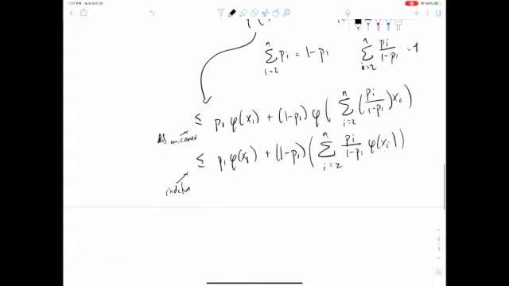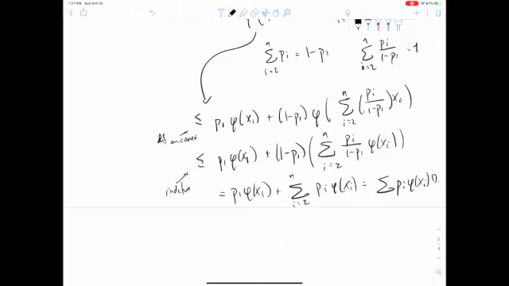Okay, and now I can just distribute 1 minus p1 into the sum, i equals 2 to n, pi over 1 minus p1. What am I doing? I didn't actually do anything. I should have distributed, excuse me. We distribute that in, and we just get the sum i equals 2 to n of pi phi of xi, and okay, we're done. This is the sum of the pi phi of xi.